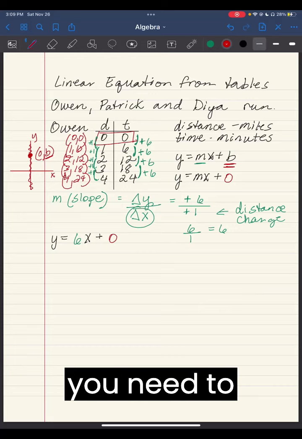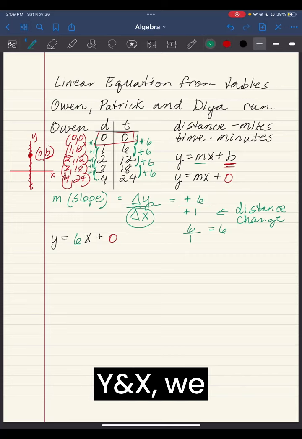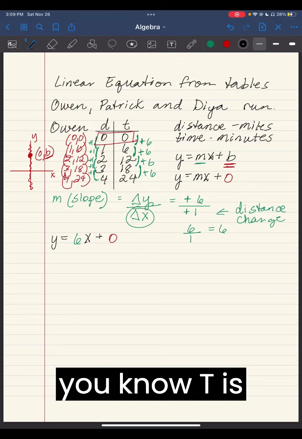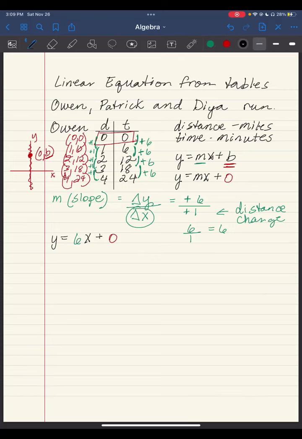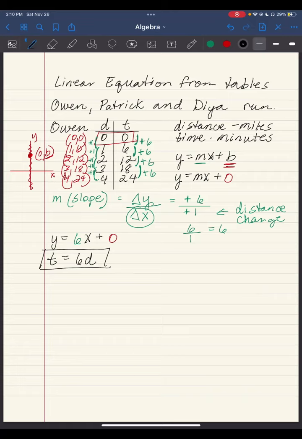Now, what else do you need to know? You need to know that we don't have to use y and x. We could switch those out with d and t because t is the dependent variable. We're going to put that here. T equals 6 times distance, and then this plus 0 we don't have to write because plus 0 doesn't change the outcome whatsoever. So our final answer is just t is equal to 6d.